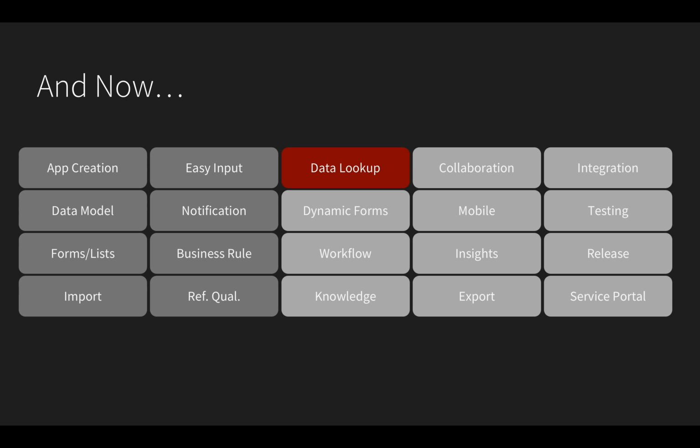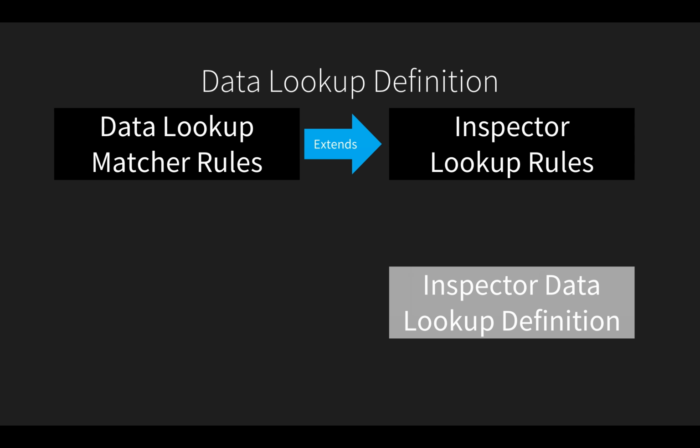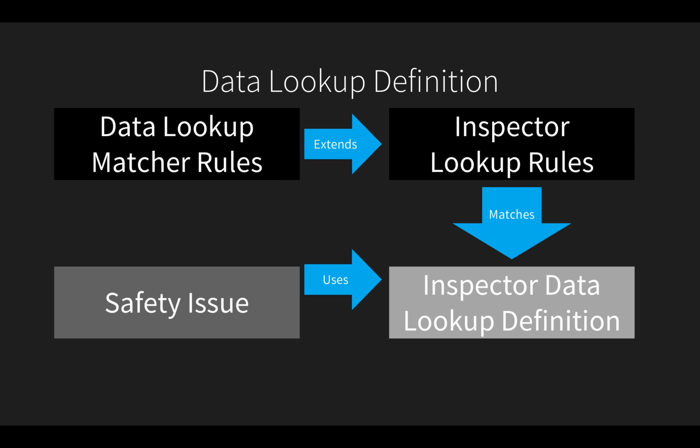I don't need any code and can simply maintain the table going forward, even as other criteria may come into play. This is pretty simple to create. I'm going to create some inspector lookup rules, which is a table extended from the data matcher lookup rules. Next, I'll create a data lookup definition record to match the rules against the safety issue record data. And finally, set the values on the safety issue.